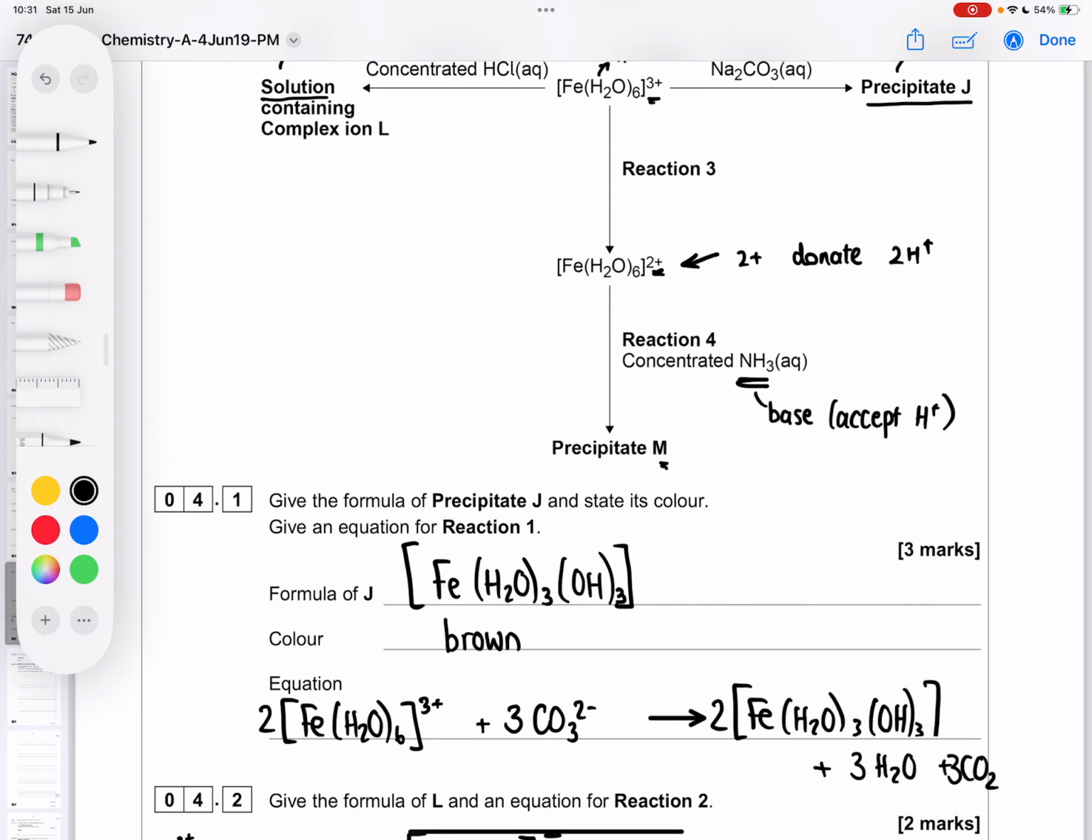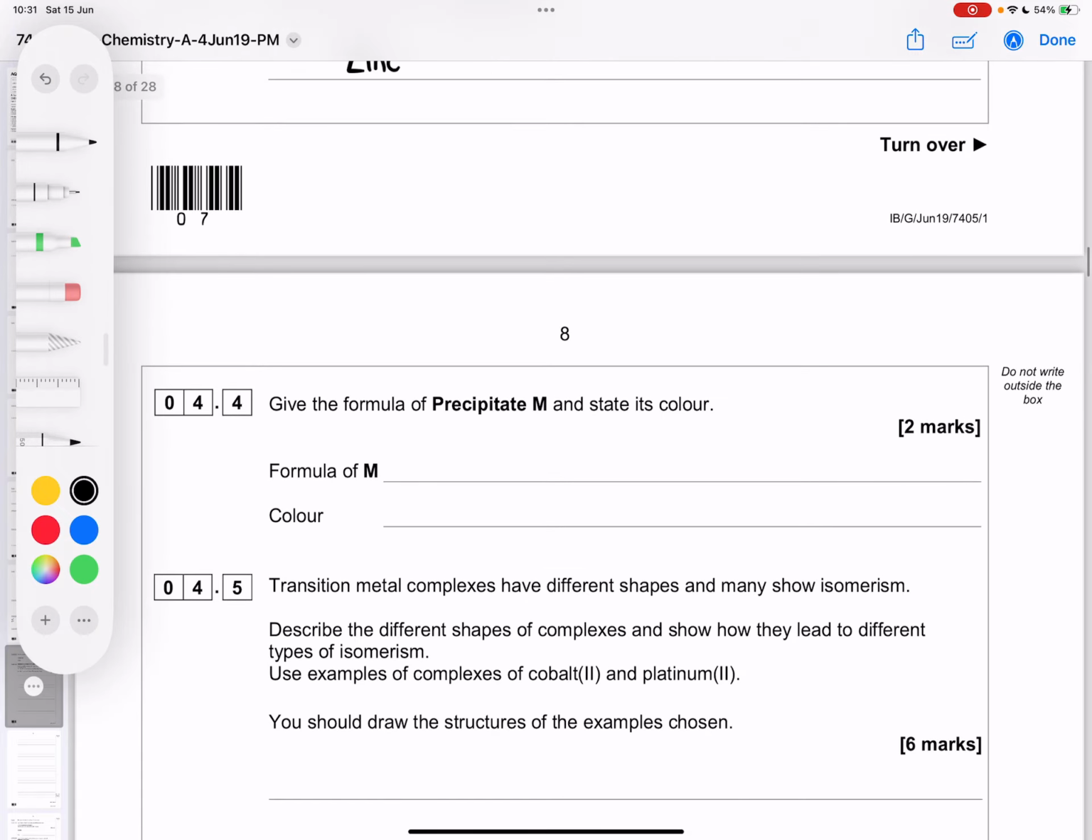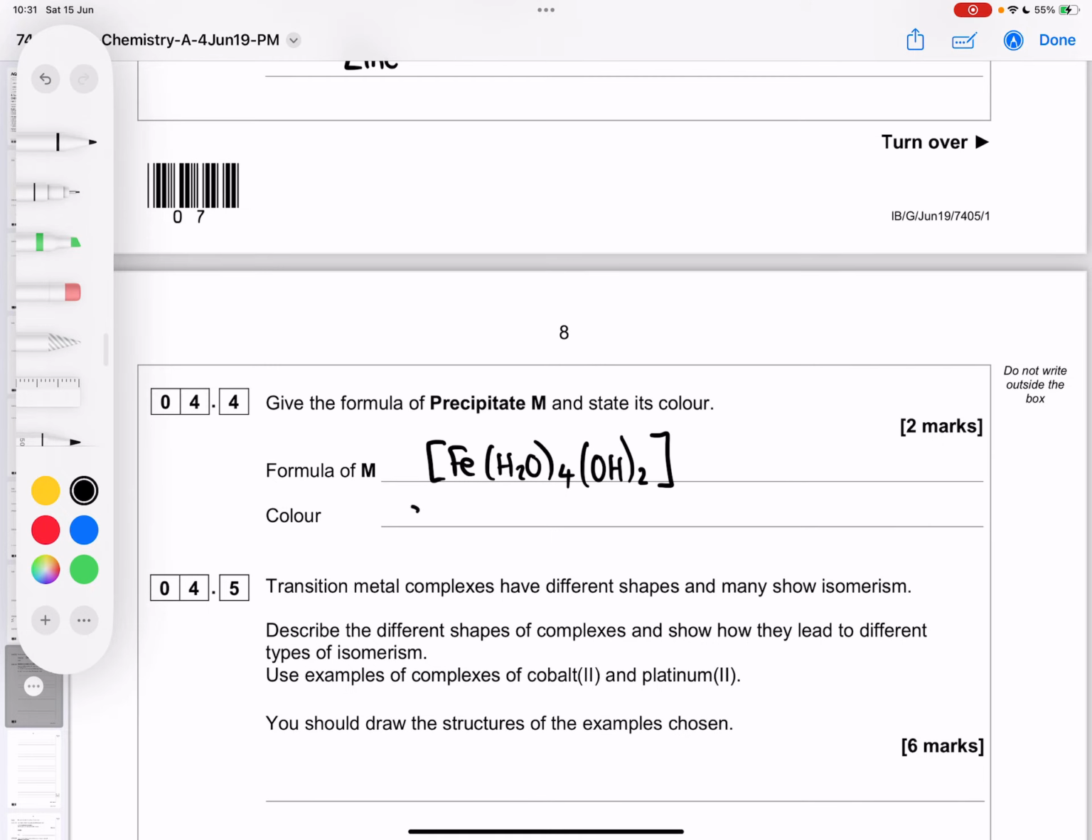So we need to think about what that would be. We had 6 waters, but 2 of them are going to donate H pluses, so we'd have 4 waters. 2 of them have donated H pluses, and we've become this neutral complex. And because it's iron 2, it's green.